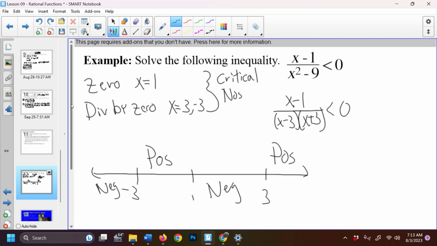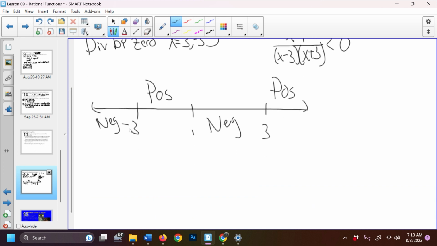And so again, the question asks, where is this function less than 0? We see here that it's less than 0 here and here. So our final answer will be from negative infinity to negative 3, unioned with 1 to 3.